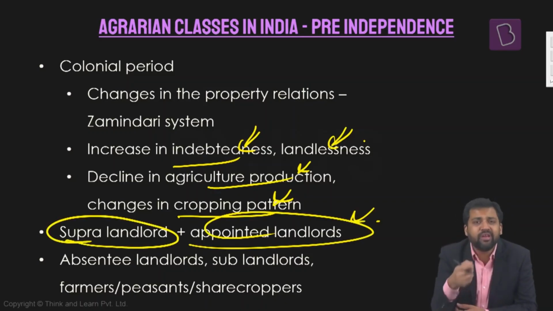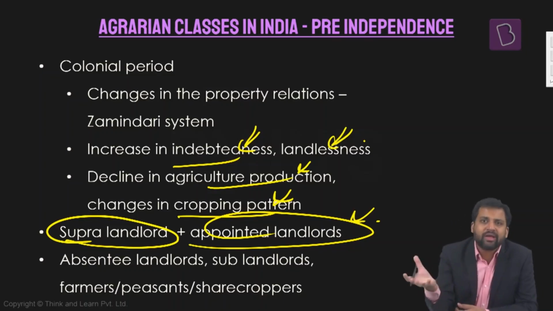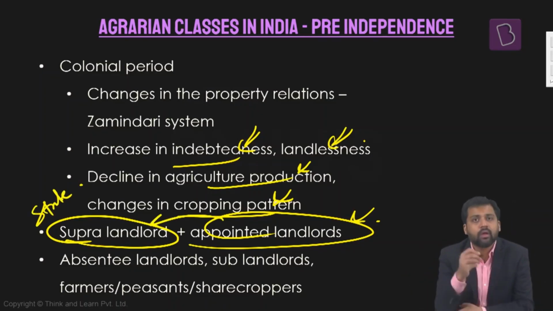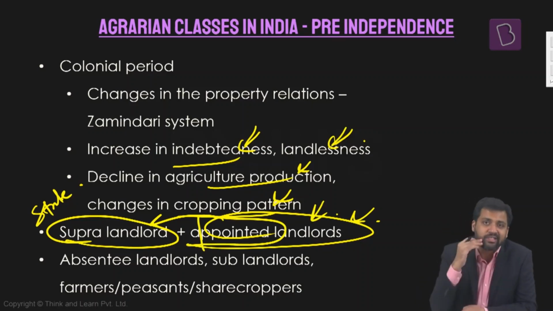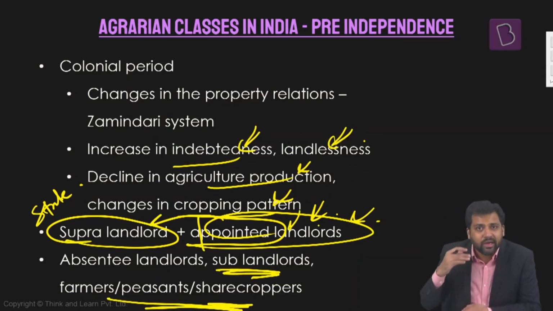And then you have all these appointed landlords. The zamindars are appointed landlords. They have been given the ownership rights over property and they're expected to collect revenue and give that revenue to that supra landlord, that is the state. And this is what happens: appointed landlords. These people are not cultivating the land, they're just appointed by the British state. So now in the agrarian economy, you have different classes formed. One is these appointed landlords. Another is the sub-landlords. And then you have people who are actually cultivating the land.